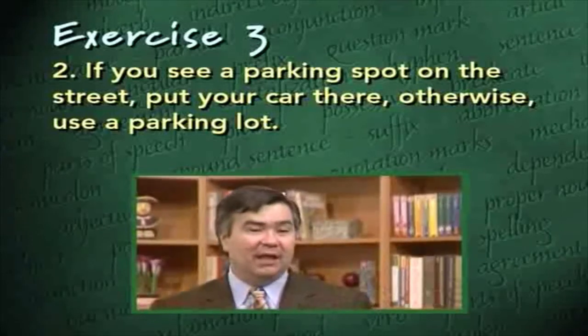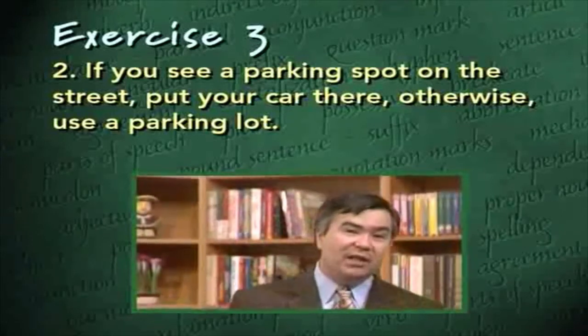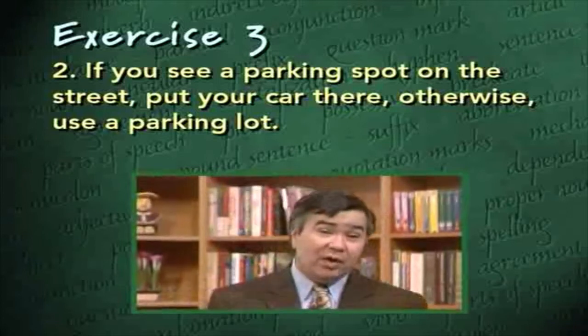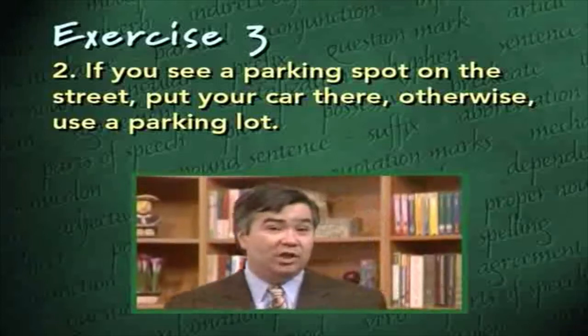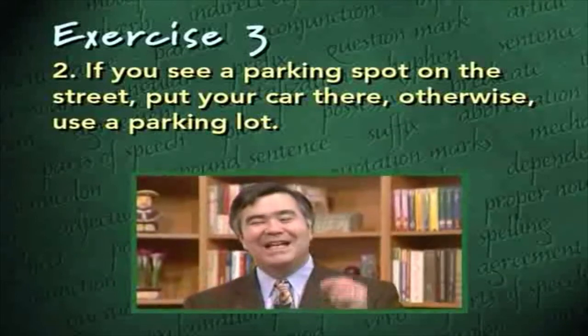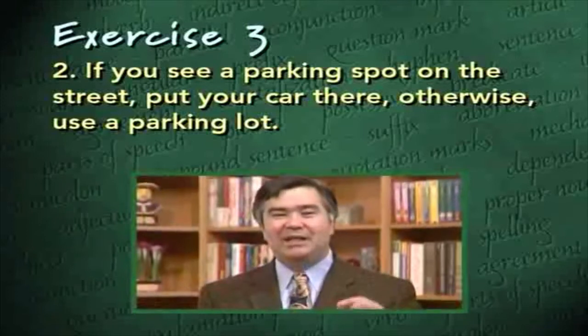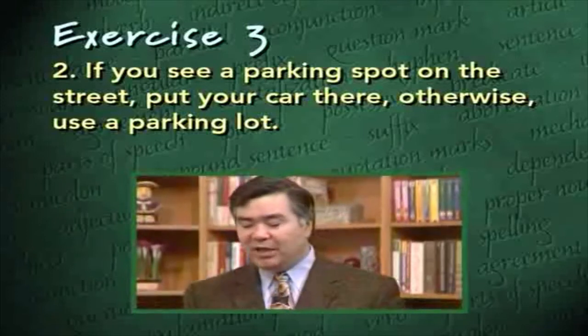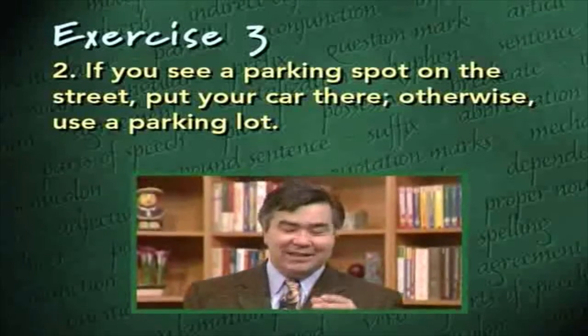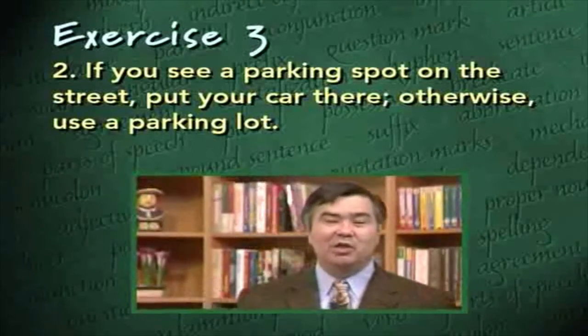Otherwise, use a parking lot. So we have a subordinate clause followed by two independent clauses, which are simply joined together without a coordinating conjunction or a semicolon. To be correct, we need a semicolon separating the two independent clauses. So the sentence would then read, if you see a parking spot on the street, comma, put your car there, semicolon. Otherwise, comma, use a parking lot.